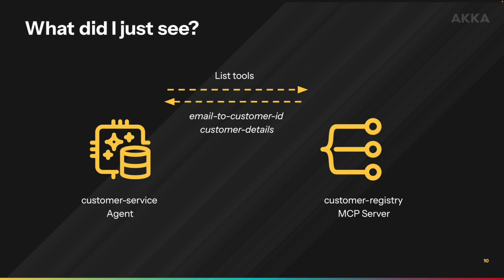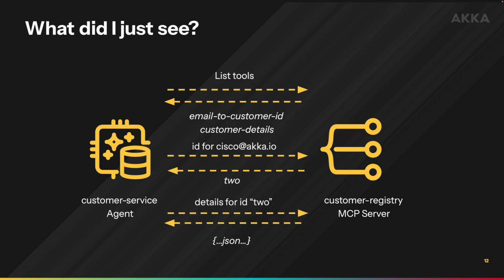Let's recap what we just saw. So first, behind the scenes, the customer service agent got a tool listing from the customer registry service. Next, the LLM decided that it needed to use the method to look up a customer ID for the email address cisco@akka.io. And it got back the customer ID too. Then the LLM decided that it needed to use the customer ID to fetch details for that customer. So it got back a chunk of JSON, including the language preference for Cisco. The LLM then used this information to craft an actual answer.